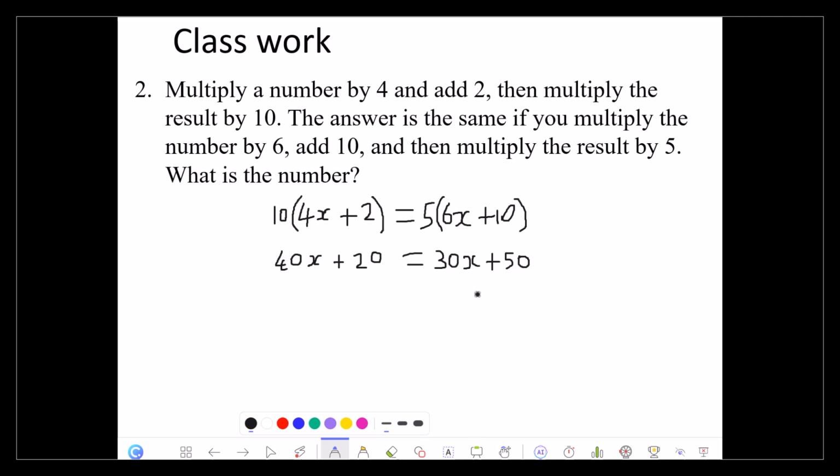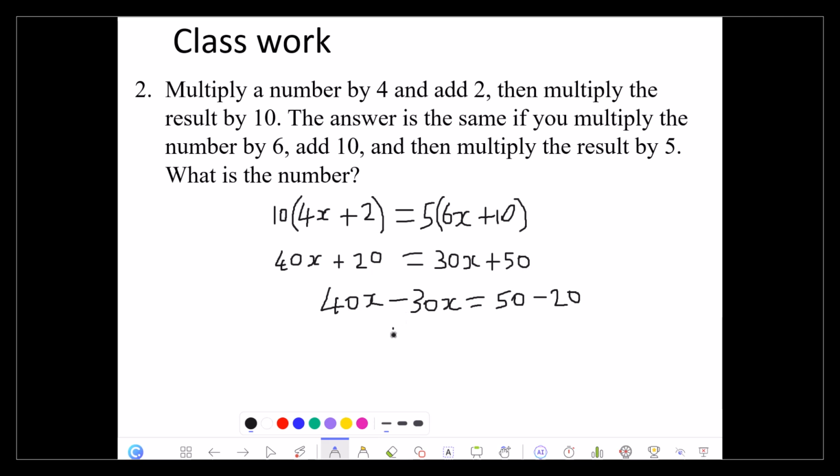Then collect your like terms. So what I'll do here, I'll take 30x to meet 40x here. And remember the rules. When 30x crosses over, it is a positive sign here, it will become a negative 30x on this side. Then when positive 20 crosses to meet 50 here, it will become a negative 20. So plus 20 here will become minus 20. So take note of that.